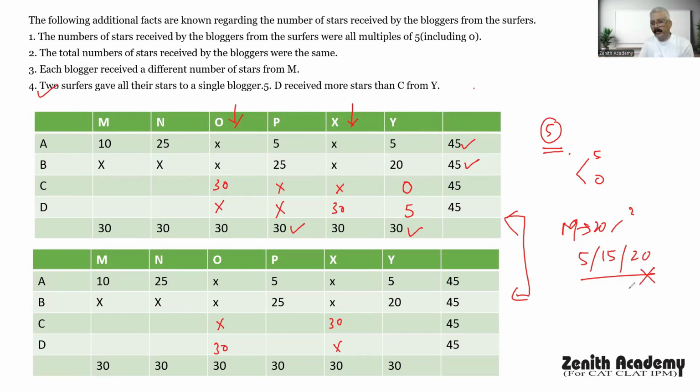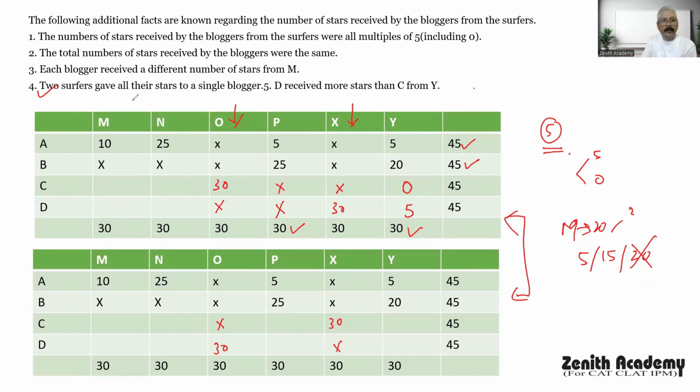So see, 20 is not possible. If you take 20 here, suppose M giving 20 stars to C, then 20 plus 30 is 50, more than 45. So there is no possibility, right? Or if you take 20 here, then 20 plus 30 plus 5, 55, more than 45. So 20 is not a possible case. Okay, it means the only possibility is 5 and 15, right?